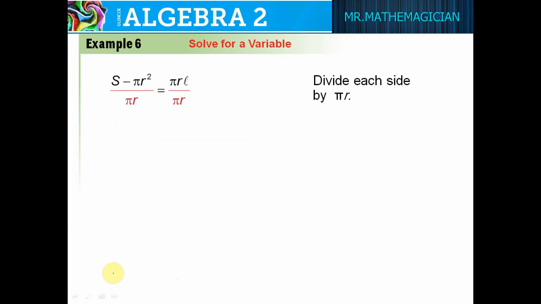So if you divide by pi r on both sides, you can get L alone as S minus pi r squared over pi r. So this is the answer: L equals S minus pi r squared over pi r.